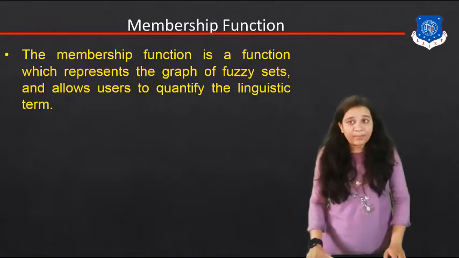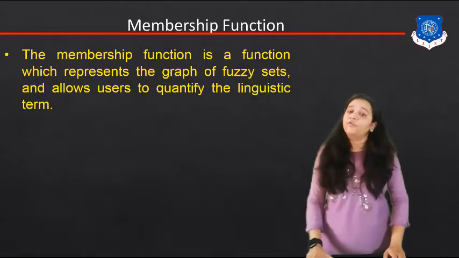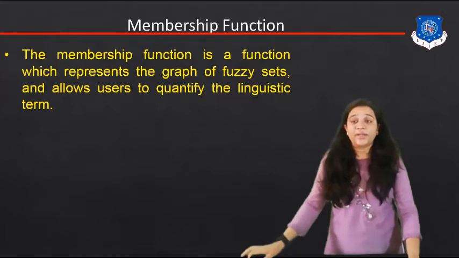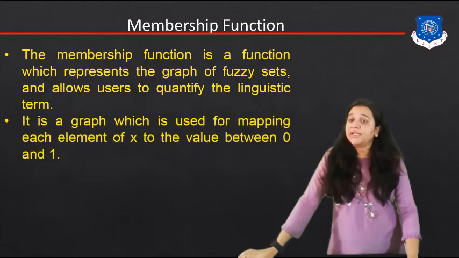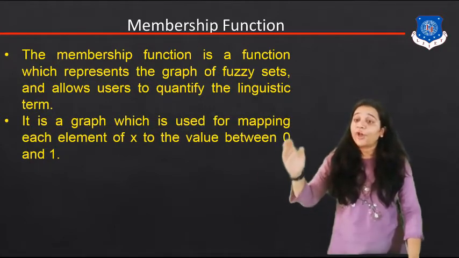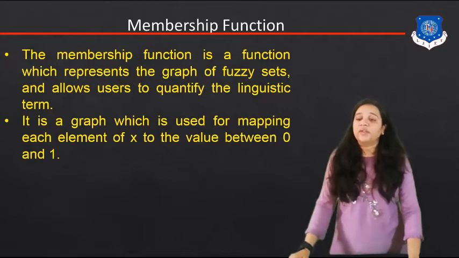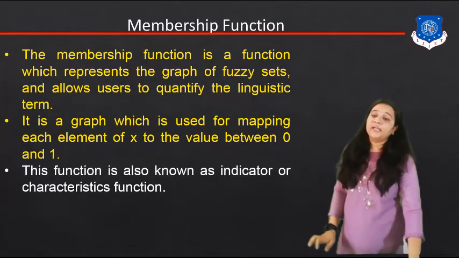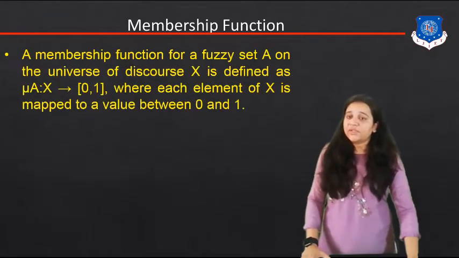Now what is the membership function? If a different value is given for this particular system, the membership function represents the graph of this particular fuzzy set. It is the graph which is used for mapping each element of x to a value between 0 and 1. So this function is also known as the indicator or characteristic function. Now how does the membership function work?